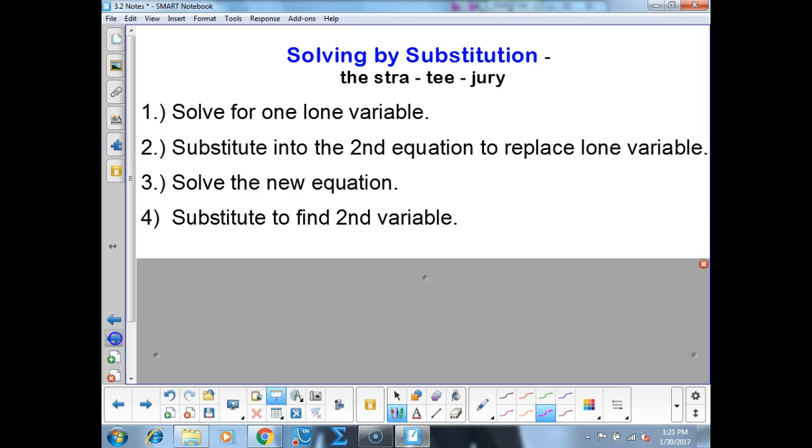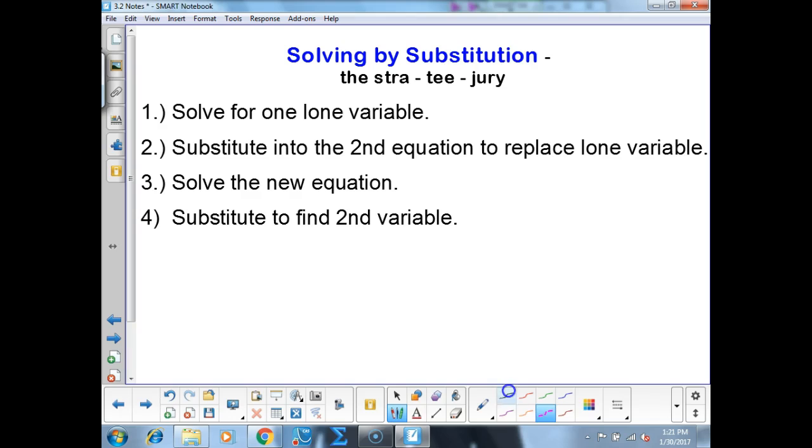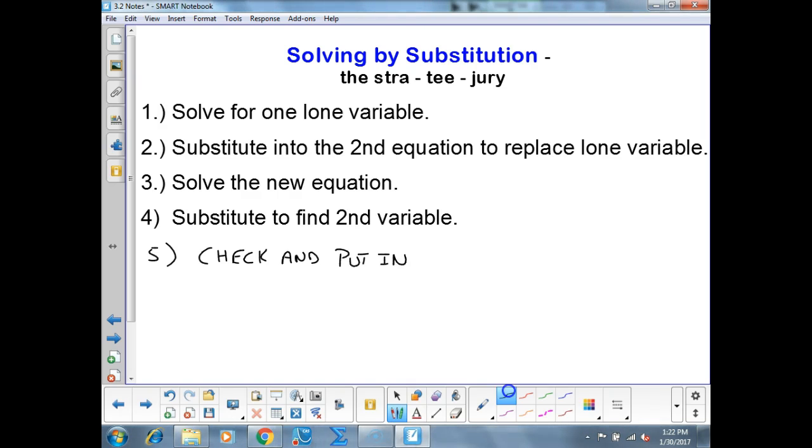And then what did we do at the end? We did two things at the very end. We checked our answer, and we put it in point form.